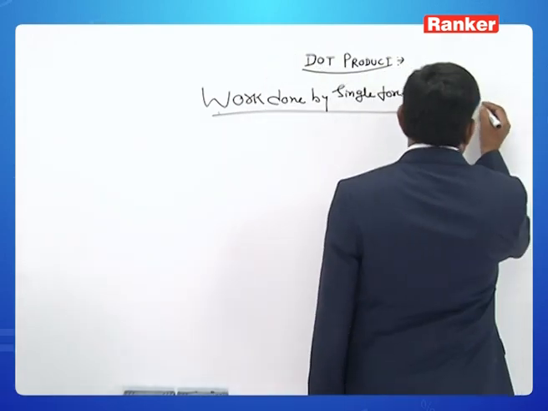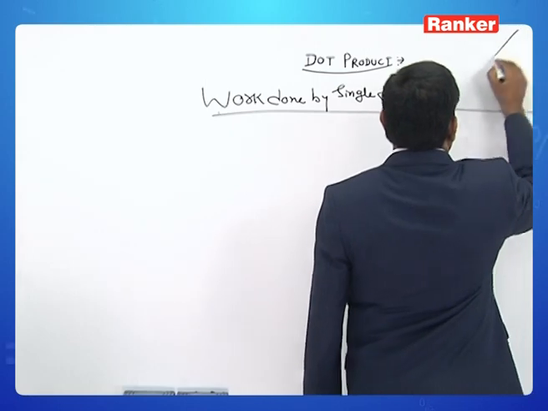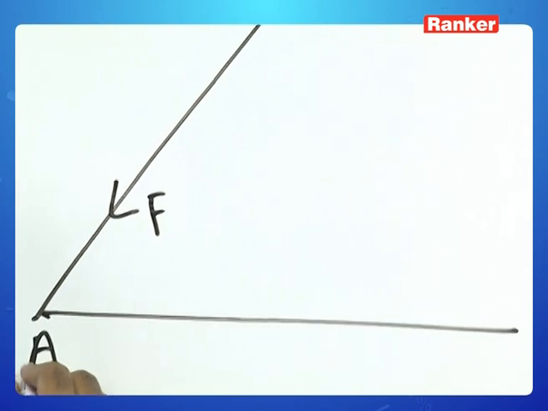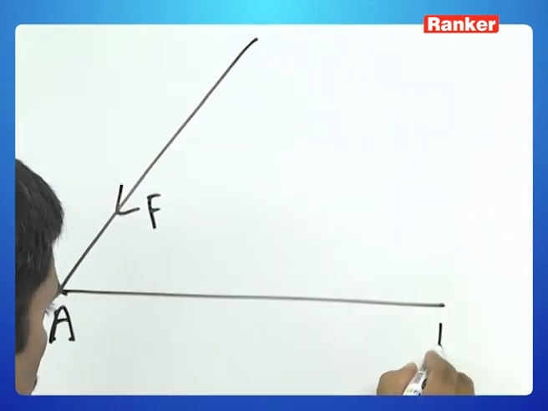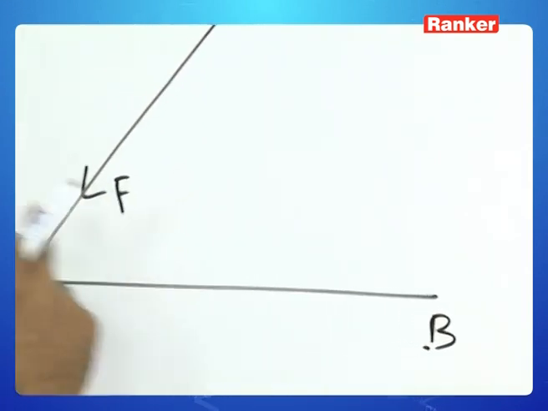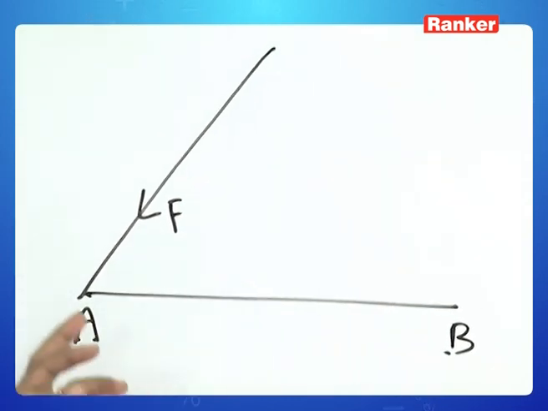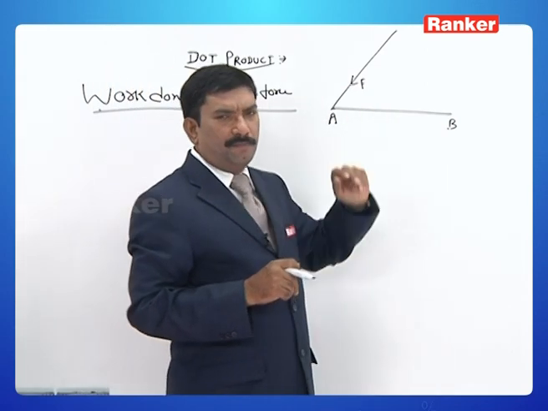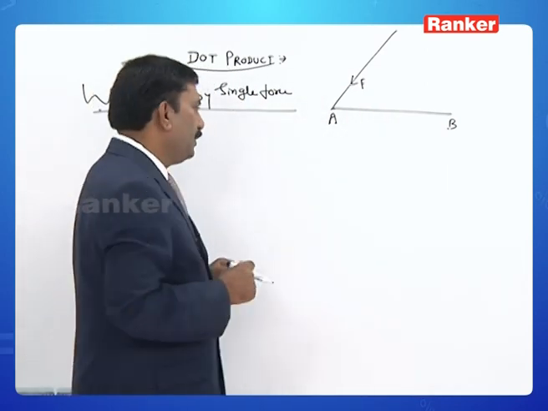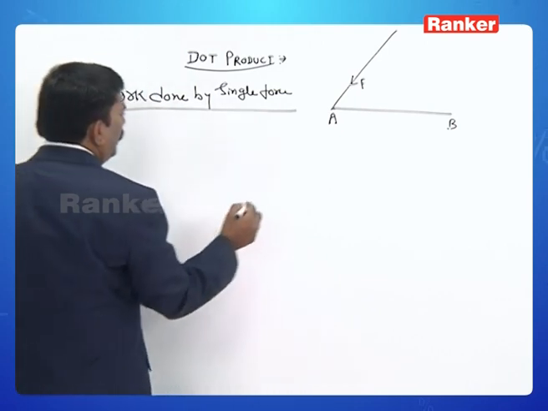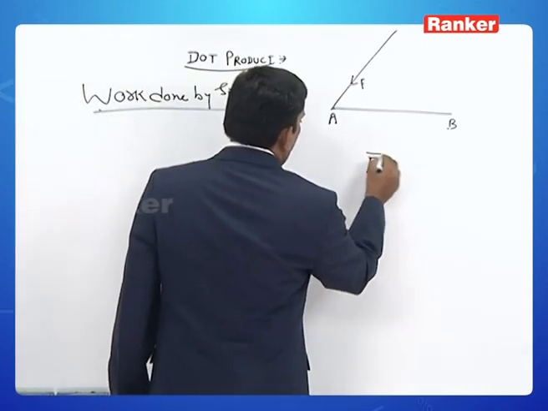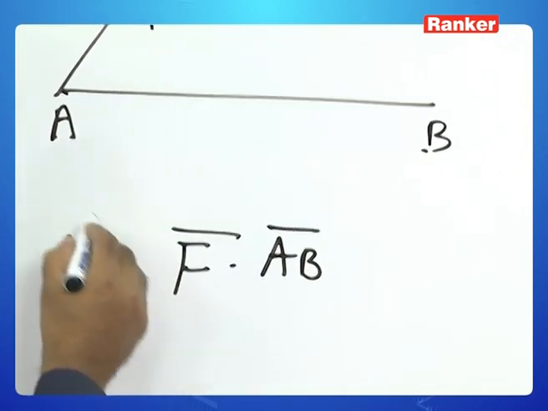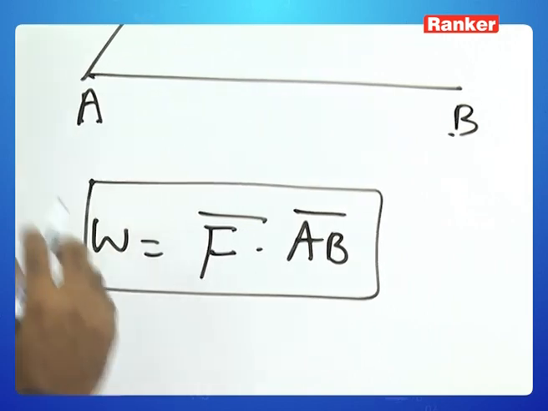Let us see. This is the force F, acting at a point A. When a force F is acting at a point A, if it displaces to the point B, then F bar dot AB bar is known as the work done by the single force.